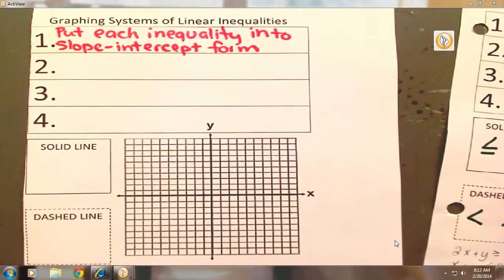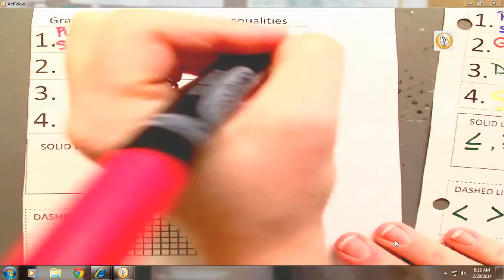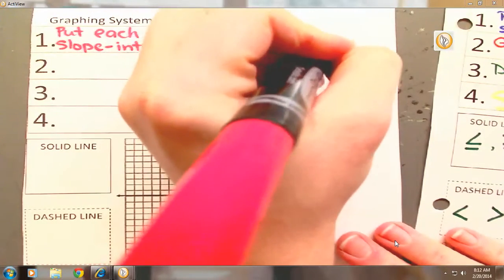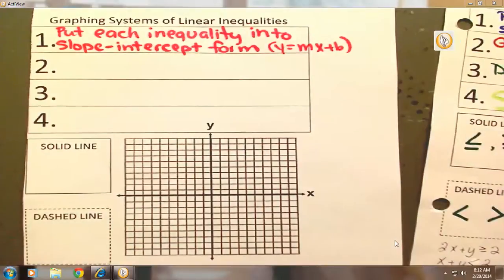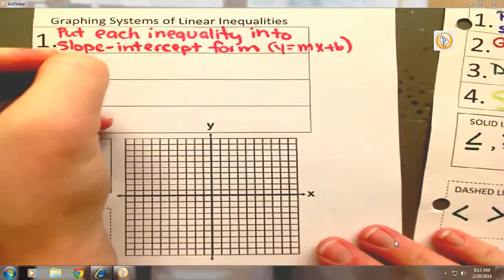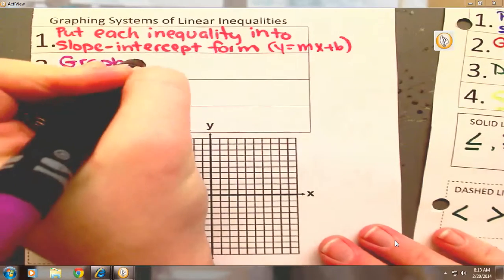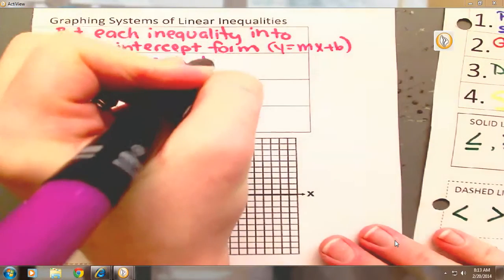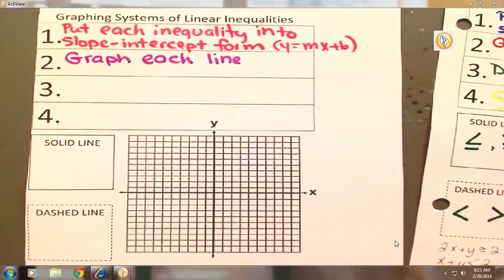Well, what is slope-intercept form? y equals mx plus b. And of course, ours won't be an equation this time because it's an inequality, but that's the same form we're going to use. So once we've got it into slope-intercept form, what would be our next step? Graph it. That's what we do next. We have put it in slope-intercept form so we can graph. So step 2, let's say graph each line. That means we're going to plot our y-intercept and move with our slope.